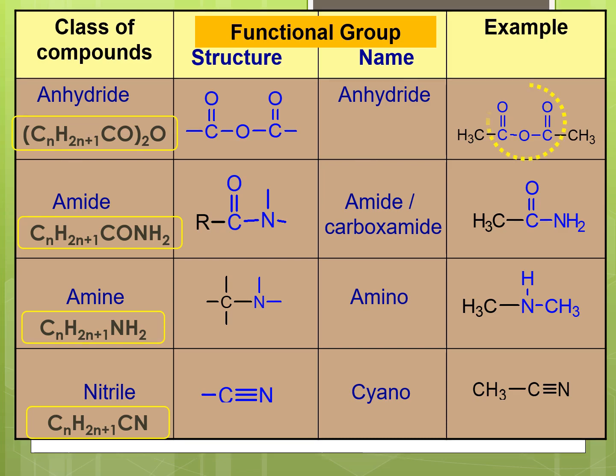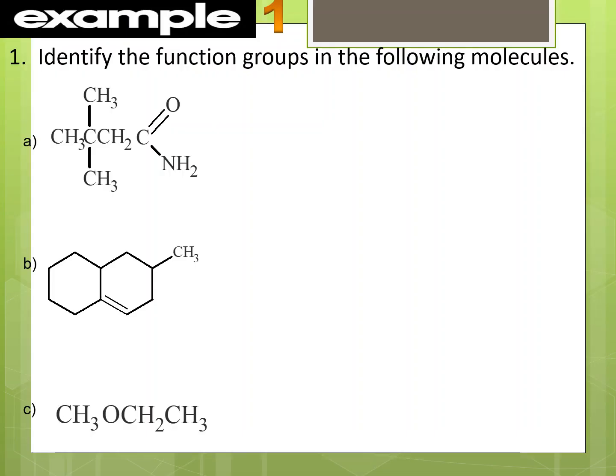Then we can identify the functional groups. We circle the functional group for the anhydride. Amide or carboxamide, C double bond O, N. Amino. And cyano, C triple bond N.